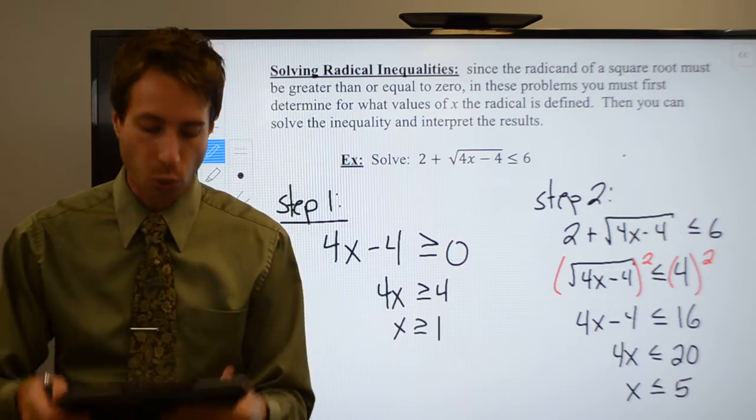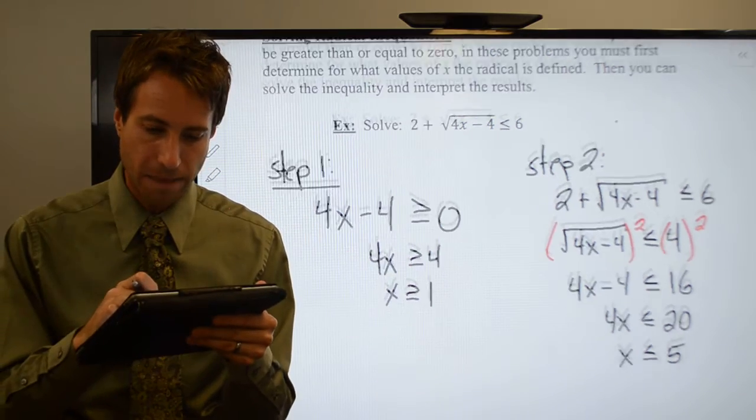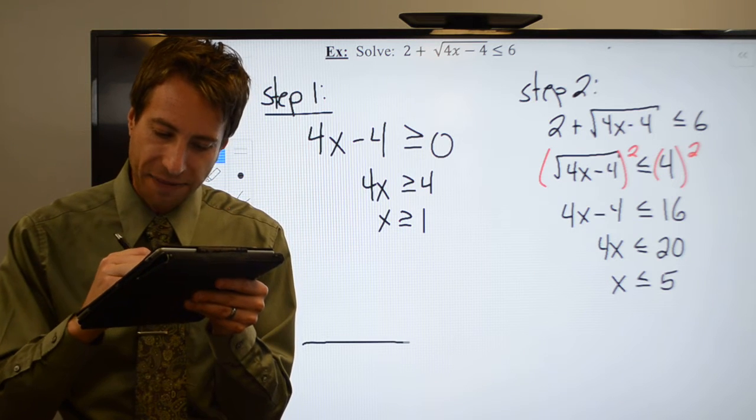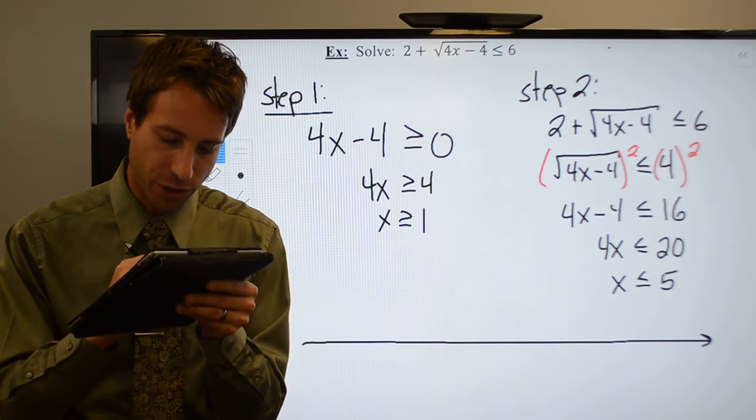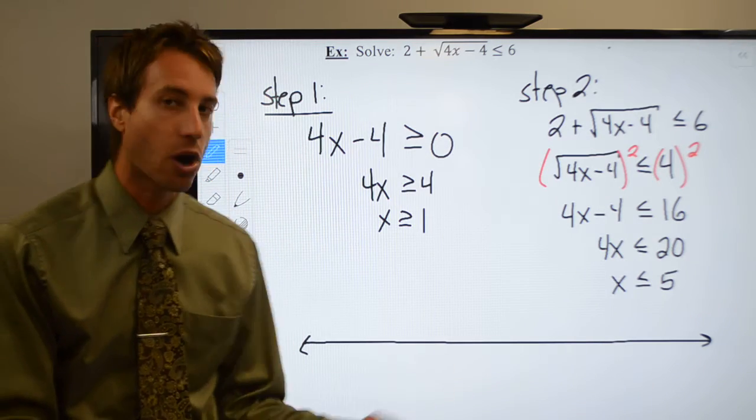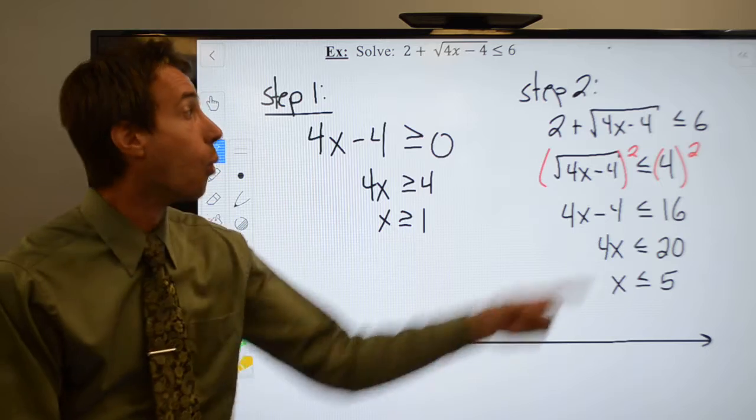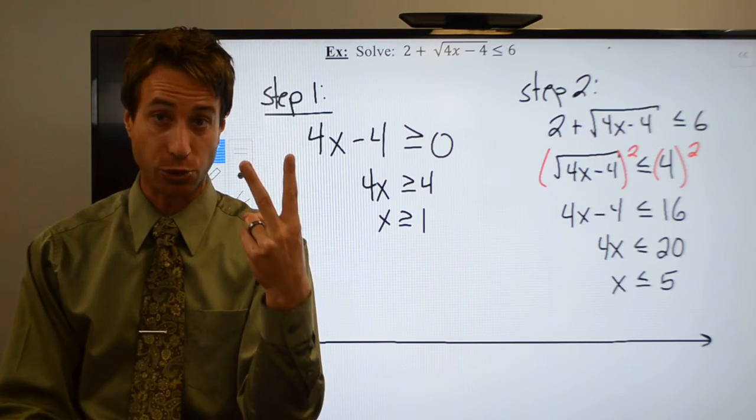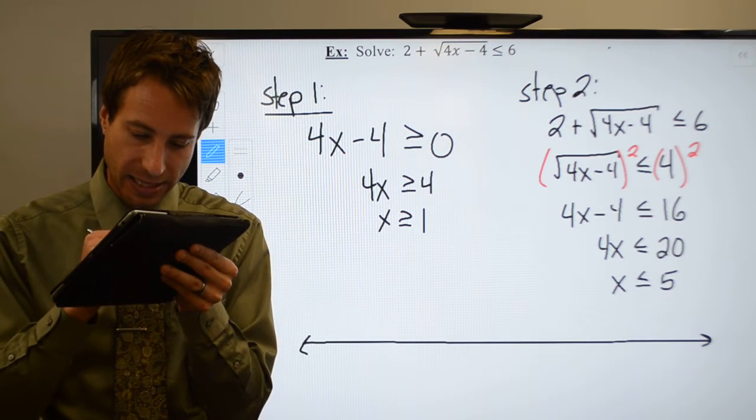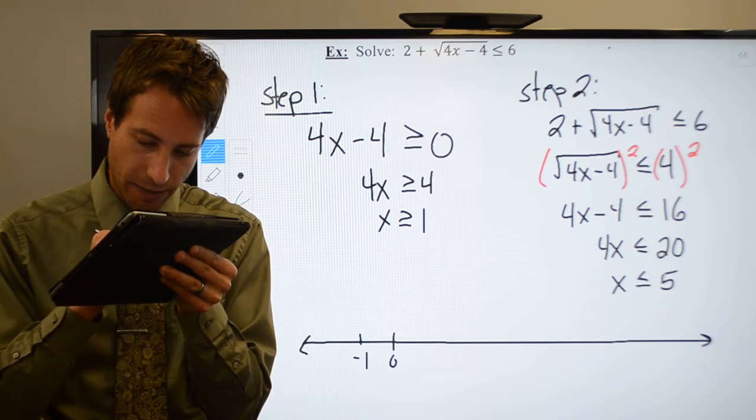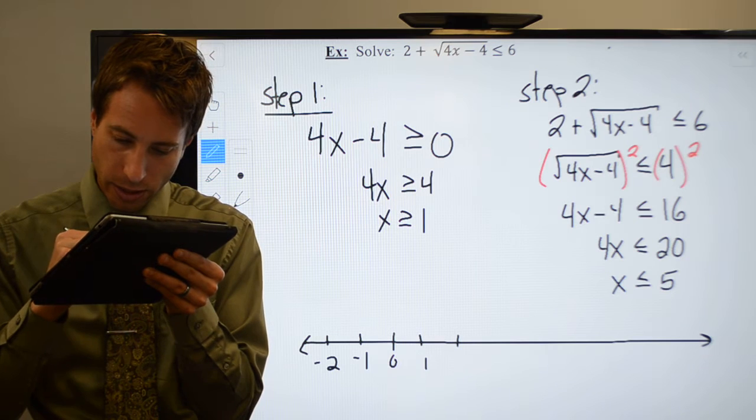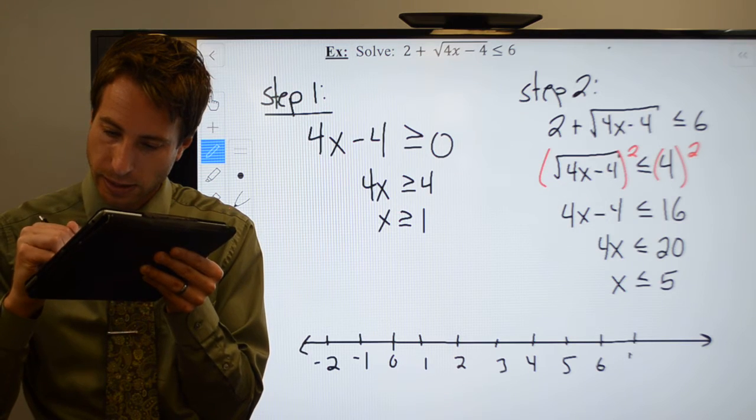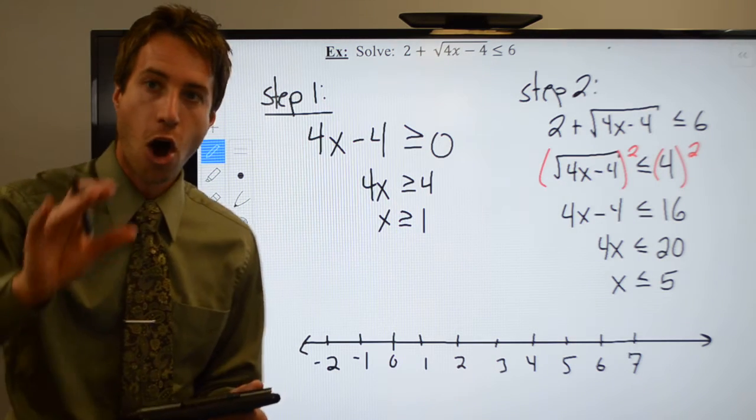Now let me show you what this means visually by doing a number line. You don't have to give me a number line as part of your solution. I'm just simply going to draw the number line to help you see what's going on here and why you have to do these problems in 2 steps. All right? So let's go ahead and get my 0 in here. There's my 0, -1, -2, 1, 2, 3, 4, 5, 6, 7. That's far enough.